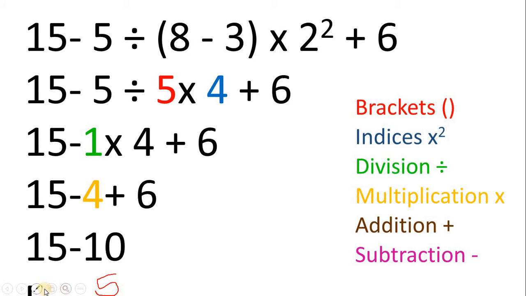So just going back to the same calculation, working it out as quickly as possible. 8 minus 3 makes 5. Indices, 2 to the power of 2 makes 4. Division, 5 divided by 5 makes 1. Multiplication, 1 times 4 makes 4. Addition, 4 plus 6 makes 10. Subtraction, 15 minus 10 makes 5.